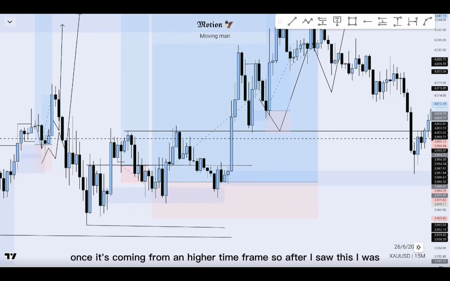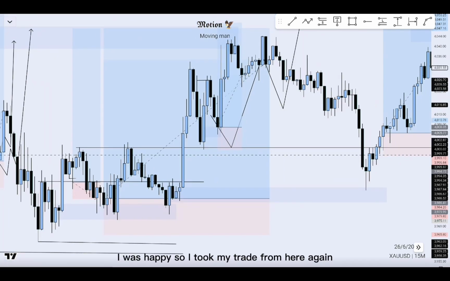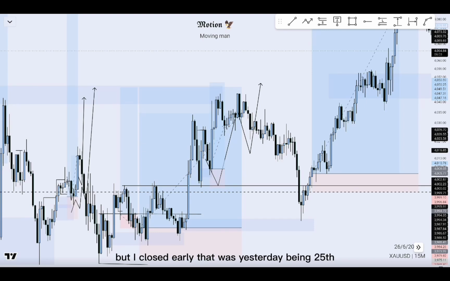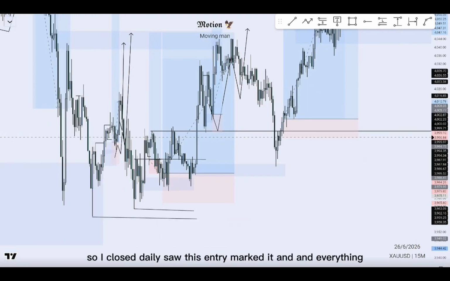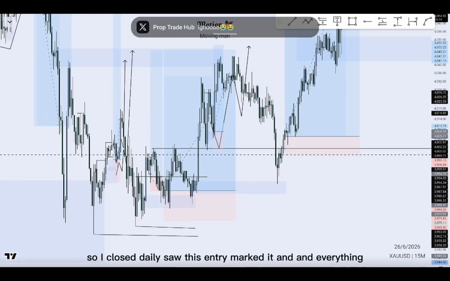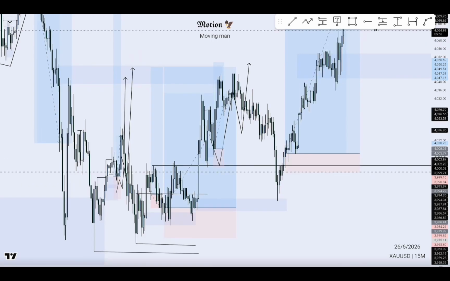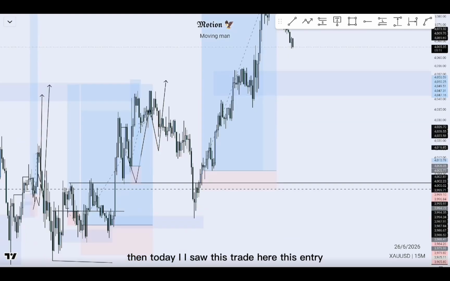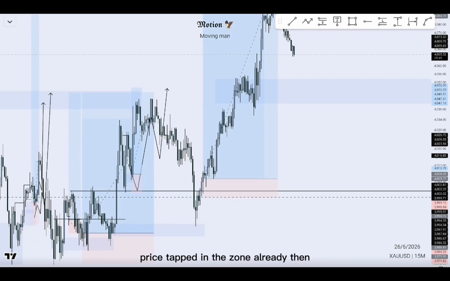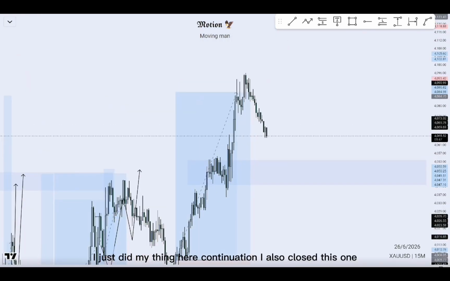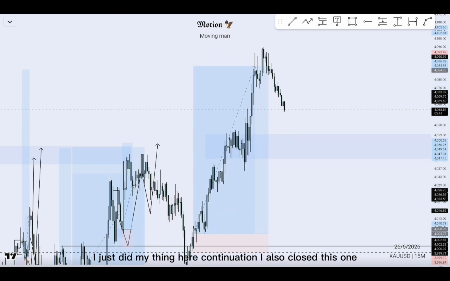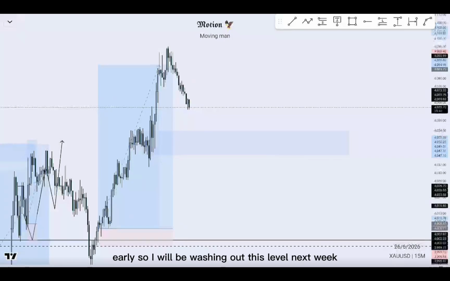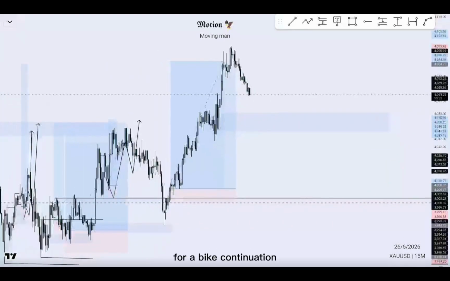So after I saw this, I was happy, so I took my trade from here again, but I closed early. That was yesterday, the 25th. So I closed early, saw this re-entry, marked it, and everything. Then today I saw this trade here, this entry. Price tapped in the zone already. Then I just did my thing here, continuation. I also closed this one early, so I will be watching this level next week for a buy continuation.